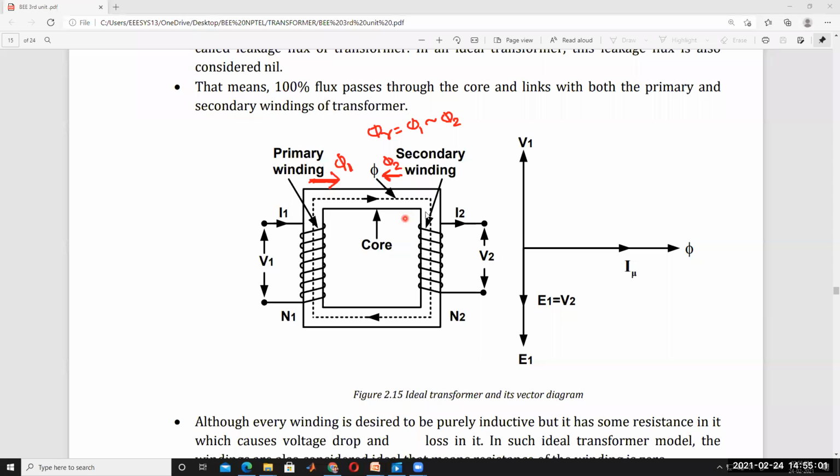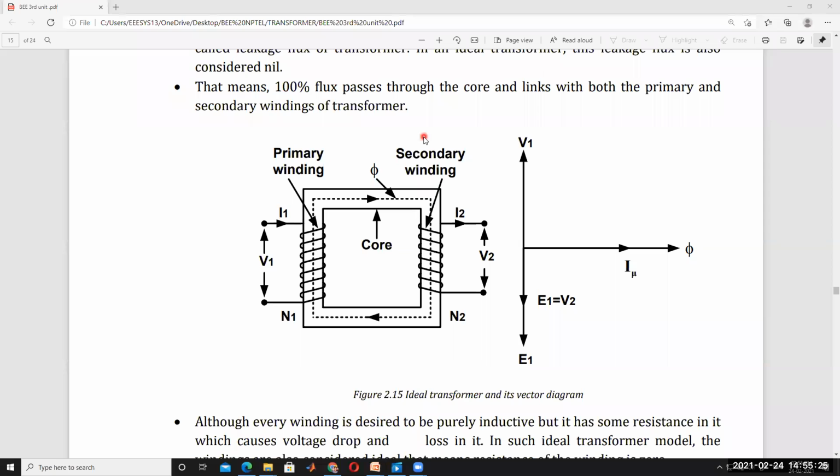This is because the current drawn from the secondary side increases. I2 increasing means the primary current I1 is also increasing, and when I1 increases, flux phi 1 increases. Both are interlinked. If phi 2 is increasing, phi 1 is also increasing. If phi 2 is decreasing, phi 1 is decreasing. That's why the resultant flux is always constant in the transformer. That's why the transformer is called a constant flux device.